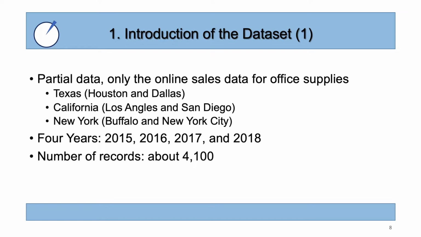Before we start our presentation, I just wanted to give a quick introduction to the dataset. If you remember the structure I mentioned earlier, this is the first segment that you need to include. This dataset is from a store called Good Office, but it is only a partial dataset. It only includes online sales data for office supplies. It consists of data from 3 states, Texas, California, and New York, and 6 cities, Houston, Dallas, Los Angeles, San Diego, Buffalo, and New York. The data spans 4 years, 2015 to 2018, and it consists of about 4,100 records.